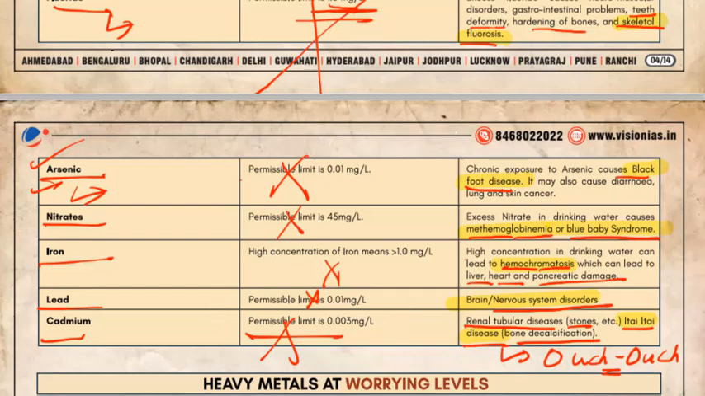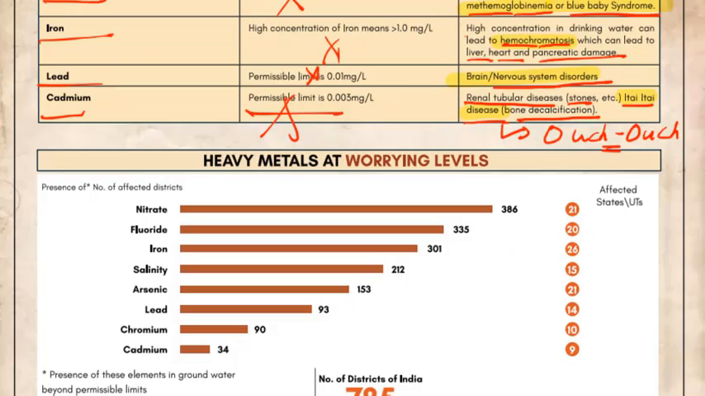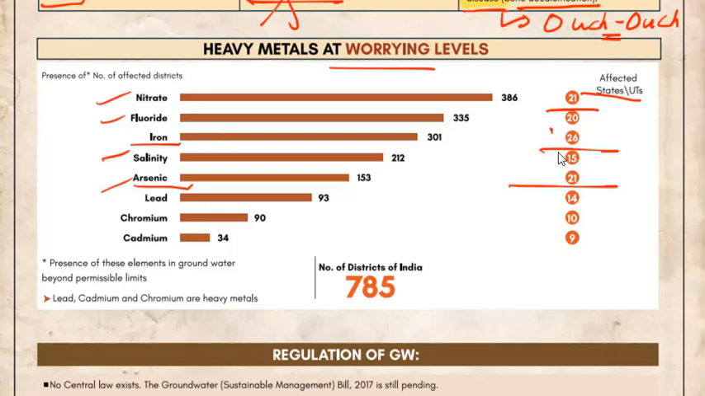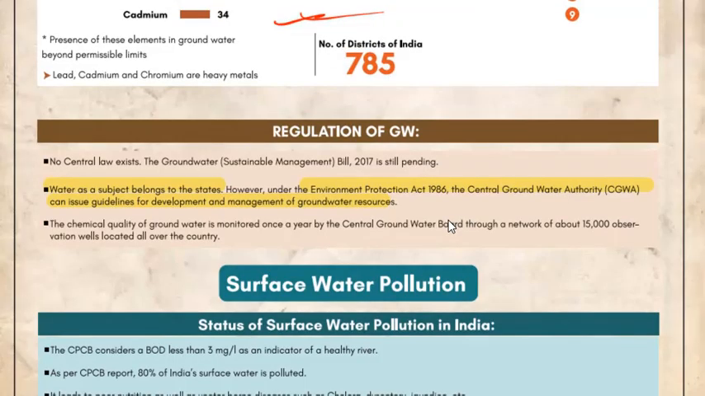Next is heavy metal at worrying levels. These are the different levels for the different pollutants which are more than the advisable limits. Like these are the different states which are affecting, like 21 states from nitrate, fluorine, iron, salinity, arsenic also. You can see it is too high, that is 21 states, and iron is also 26 states and UTs. These are the affected states and UTs, means these are more than the permissible limit.